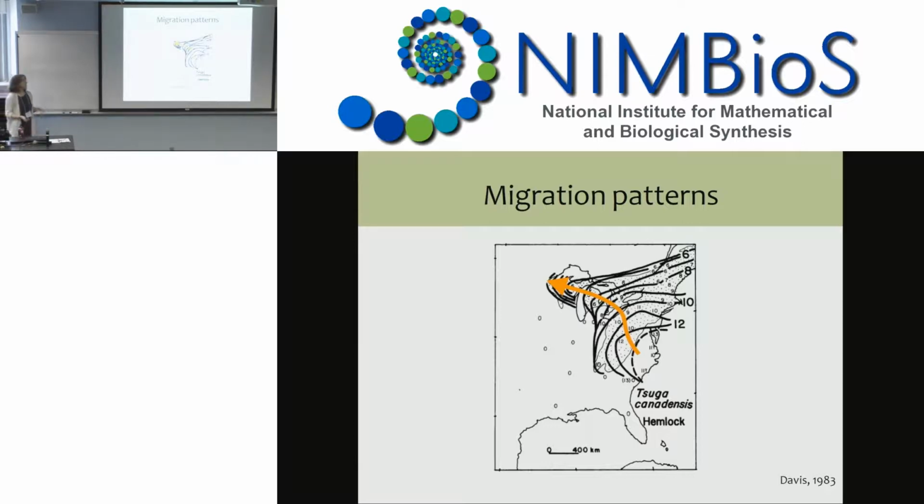And one of the things that these maps show is that things are moving across the landscape, or at least that's what the pollen data suggests, and that things move at different rates and in different directions through time.